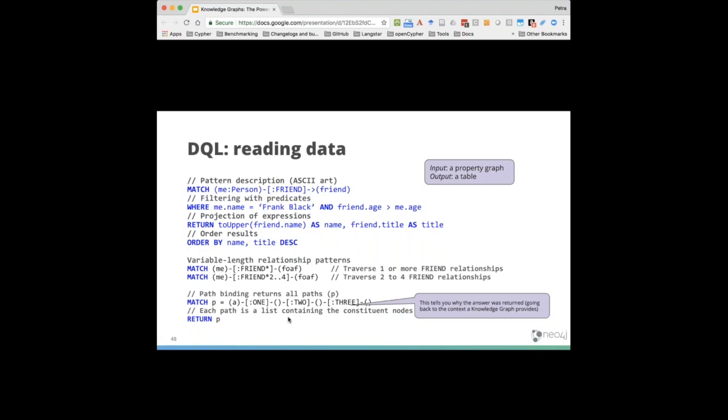And as I said before, this particular facility tells you why the answer was returned. So it's going back to the context that a knowledge graph can give you. You don't just get an answer, you can track back to why that answer was given. What was the path between where I started from and where I ended up?